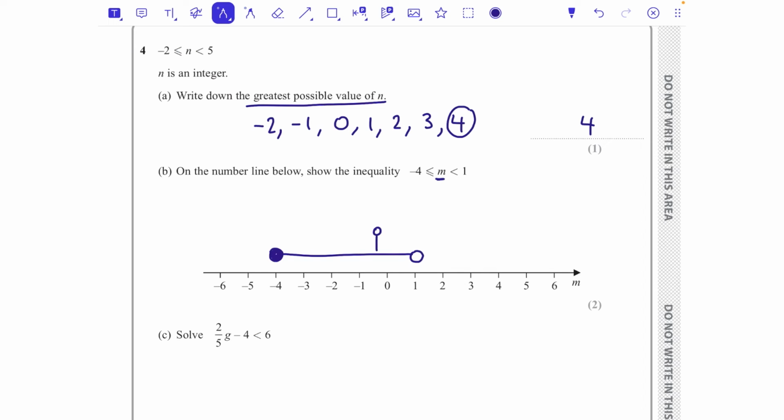Now, I remember my year 11 teacher saying to me, there's a little man on the line with a pen, and if he can reach it to colour it in, he will do. And so he's reached that value and he's coloured it in because it's equal to. I know it's a bit silly, but that's just how I remember it.